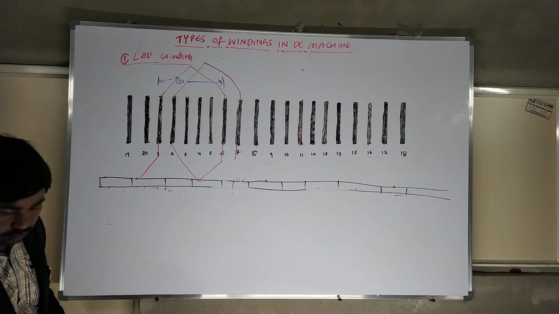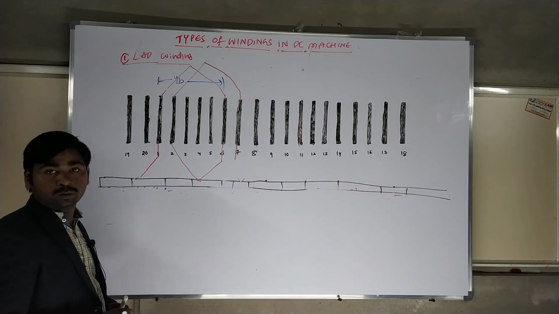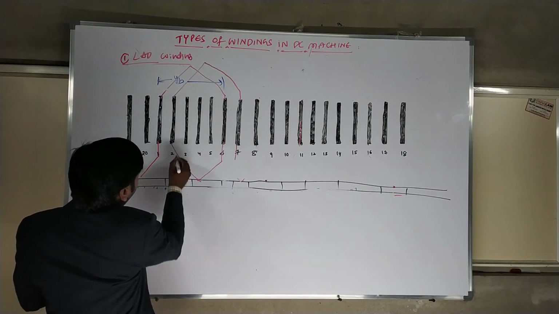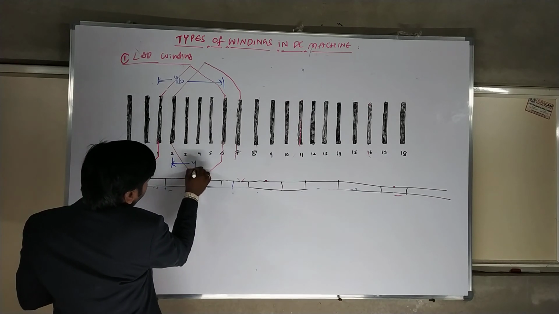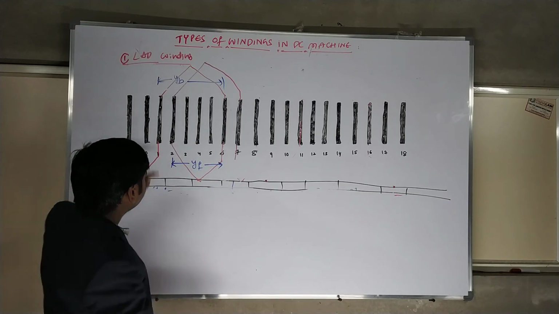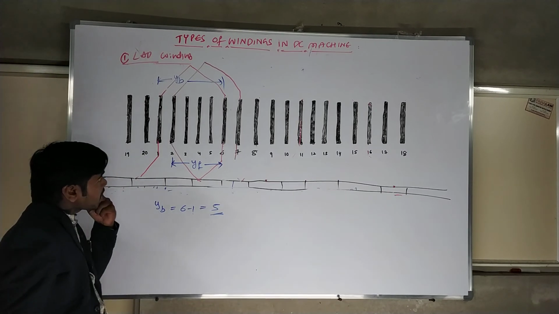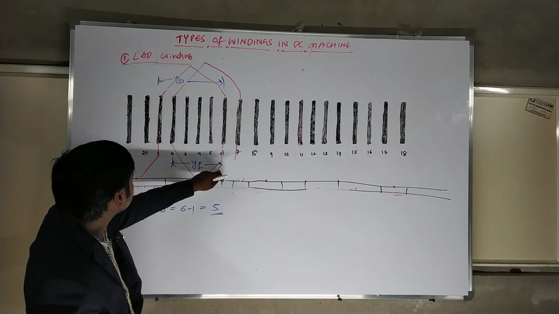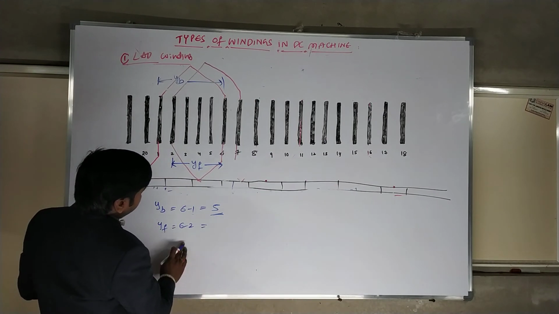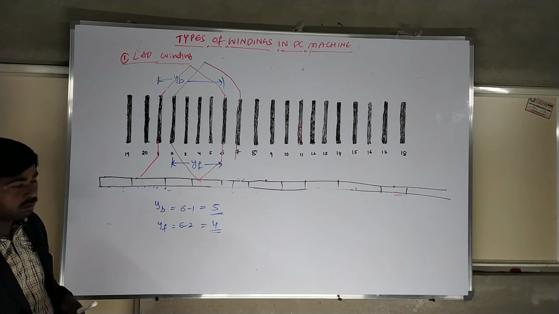Next, what about the front pitch? What do we look at in the front pitch case? The front pitch, I told you, is where the coils are connected to the same commutator segment. This is one commutator segment. How many coils are connected? What's the back pitch here? 6 minus 1, it should be 5. Next, the front pitch, how much is it? 6 minus 2, which is 4.